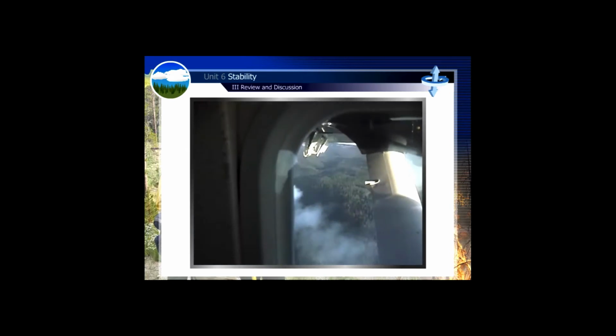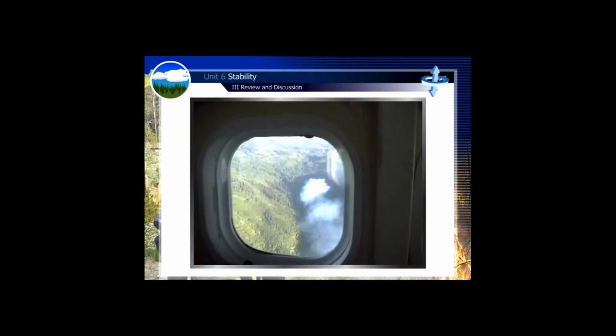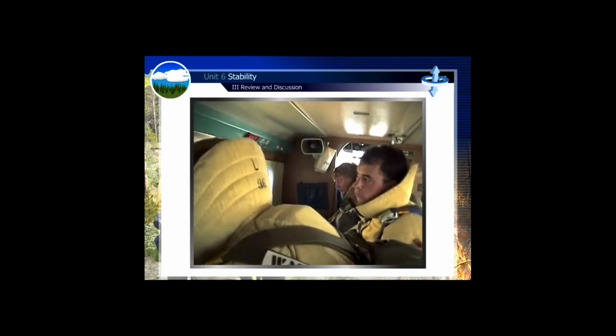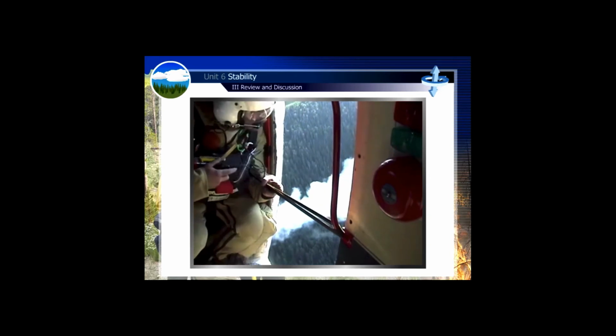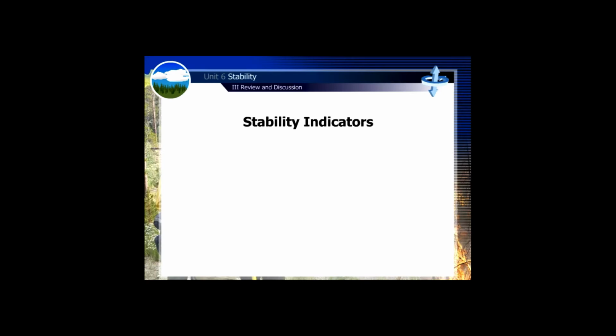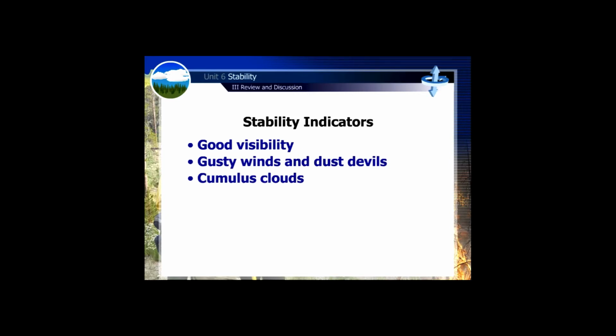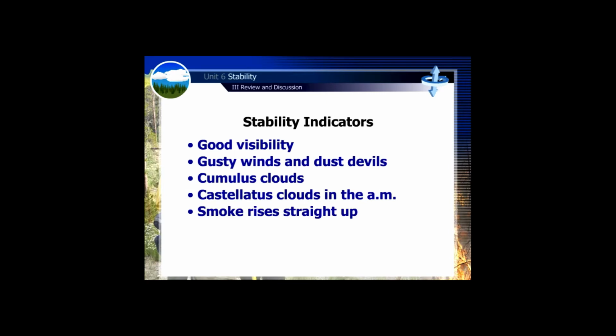When you are on a fire, observe the clouds, smoke, and other stability indicators to estimate potential fire behavior hazards. Continue building your mental model of the fire. We have just covered the 7 indicators for atmospheric stability: good visibility, gusty winds and dust devils, cumulus clouds, castellatus clouds in the morning, smoke rises straight up, inversion beginning to lift, thermal belt.